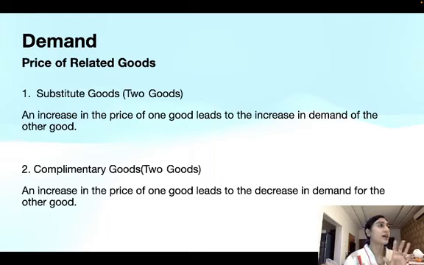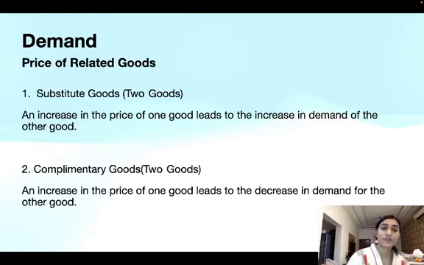Now let's say that the price of Pepsi has not changed, but the price of Coke has increased. Because Pepsi and Coke are substitutes of each other, and the price of Coke has increased, I would reduce the quantity that I demand of Coke because now it is expensive. And I would increase my demand for Pepsi because it is now relatively cheaper. So an increase in price of one good leads to an increase in demand of the other good. Those goods are called substitute goods.